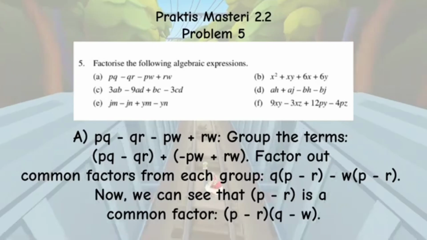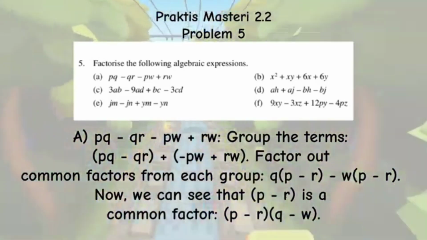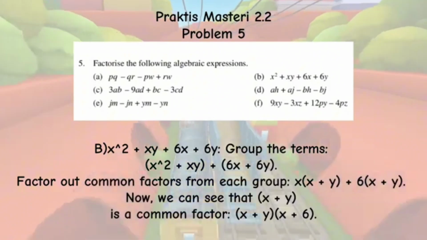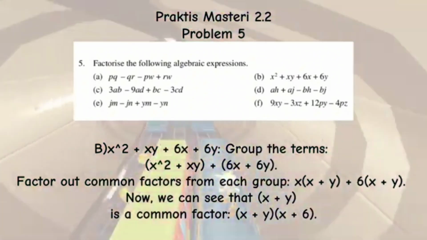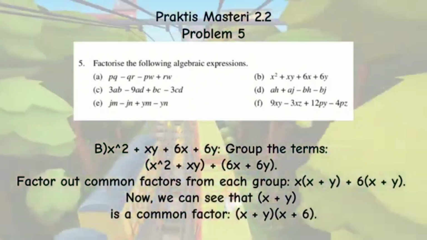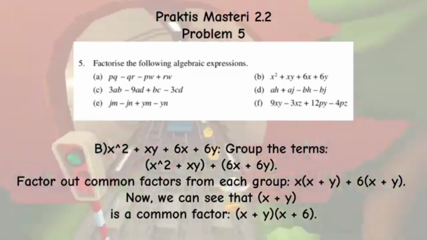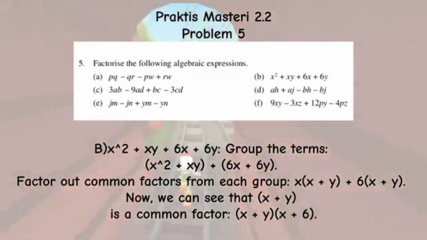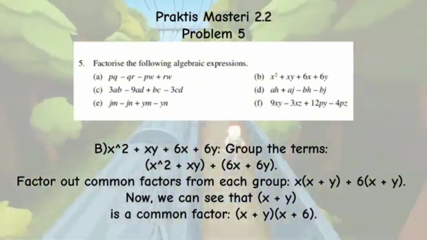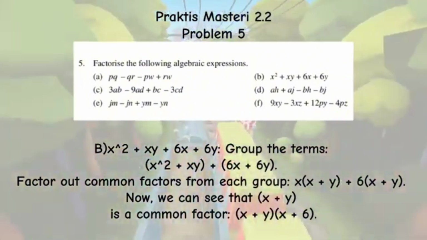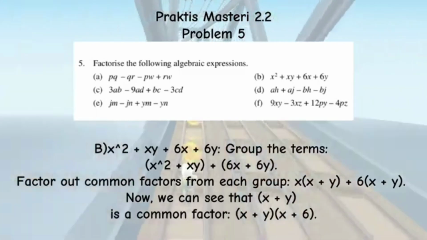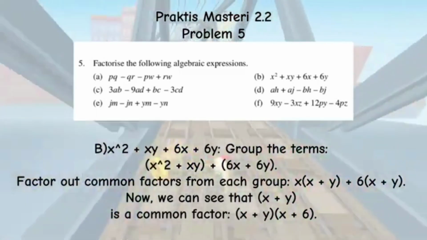Now, we can see that (P − R) is a common factor: (P − R)(Q − W). b) x² + xy + 6x + 6y. Group the terms: (x² + xy) + (6x + 6y). Factor out common factors from each group: x(x + y) + 6(x + y). Now, we can see that (x + y) is a common factor: (x + y)(x + 6).